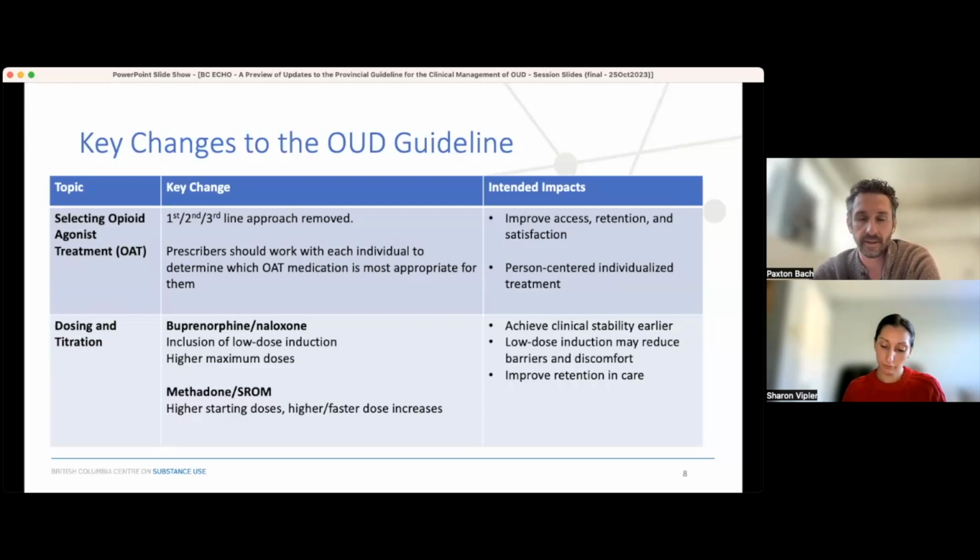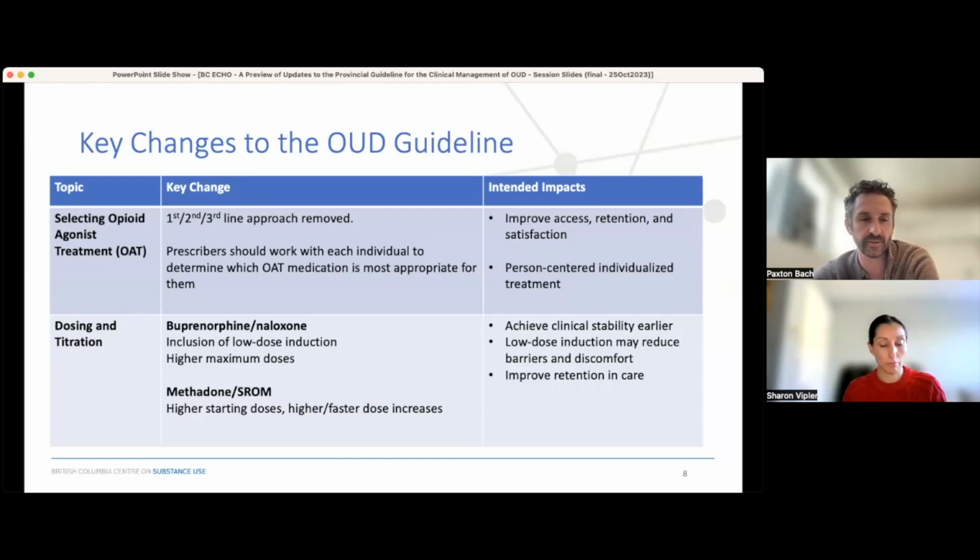The update to this guideline, with increasing clinical experience and increasing appreciation for the differences, both in the evidence and in the clinical reality of prescribing these medications, is that they are different. And we've recommended, rather than a hierarchical approach, that prescribers work with each individual to determine which medication is most appropriate for them based on their history, their goals, and their preferences. The idea here is to try and match somebody with the medication that's going to be effective for them as soon as possible. We'll elaborate on it a little bit.